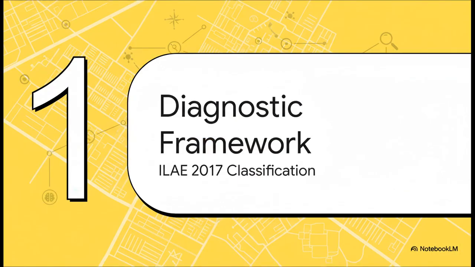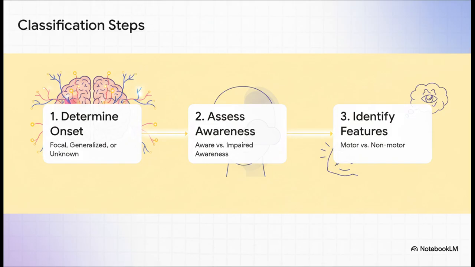Okay, so you've got your witness. Now you need a map to figure out where to go with all the clues you're gathering. And that map is the ILAE 2017 classification. It's the modern framework, and it gives you a really logical way to think through any seizure. And check this out. This is the process in a nutshell. It's a step-by-step thing. You don't just guess a seizure type. Nope, you work through it.